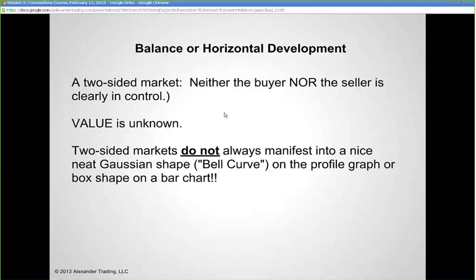You can recognize a market that is in vertical development immediately. It doesn't take a lot of thought process. My 10-year-old can do it. You can recognize a market that is in a nice, neat balance area. It doesn't take a lot of practice to learn to do it. But when you look at a market and it's sort of all over the place, it's two-sided trading, but it's not necessarily tradable.